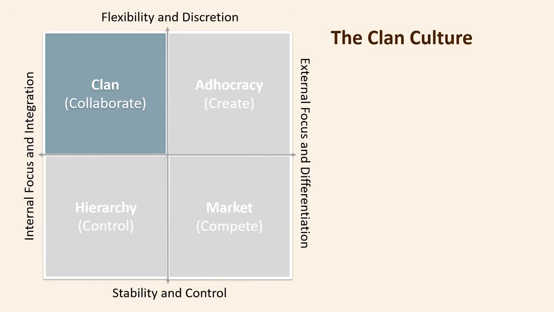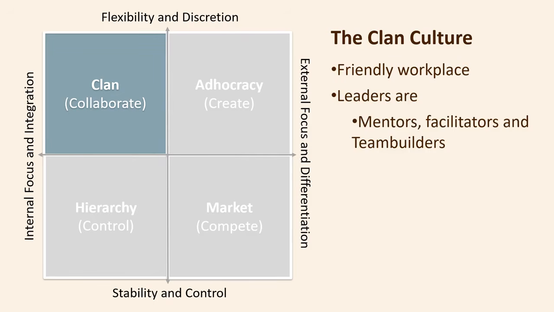The clan culture in the upper left quadrant is characterized by a collaborating environment. The clan culture is typified by a friendly place to work, where people share a lot of themselves. It is like an extended family. Leaders are thought of as mentors, facilitators, team builders, and perhaps even parent figures. The organization is held together by loyalty and tradition.